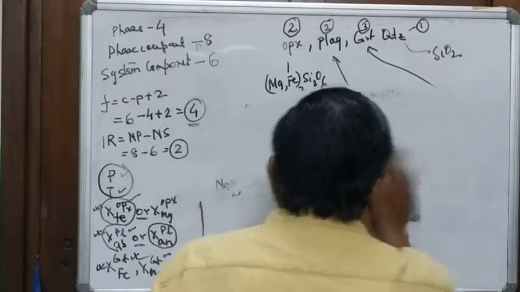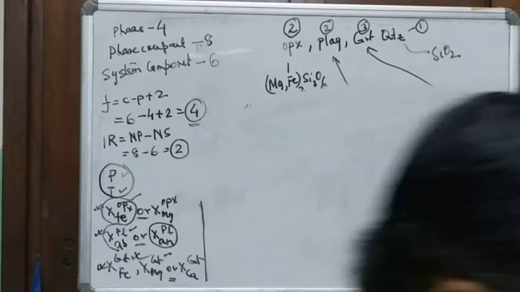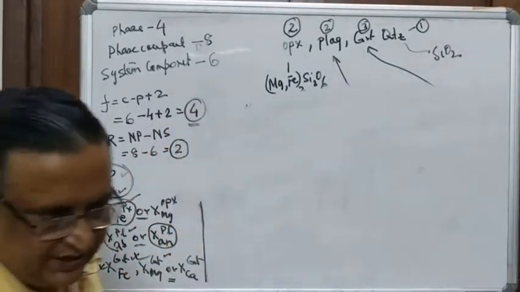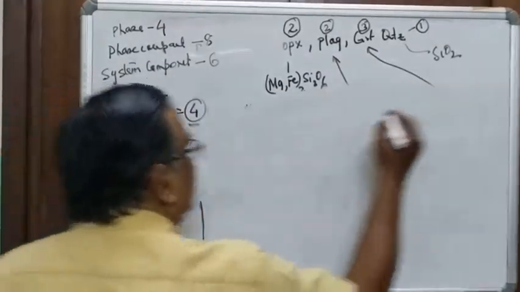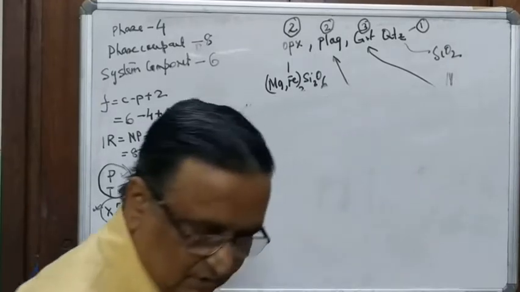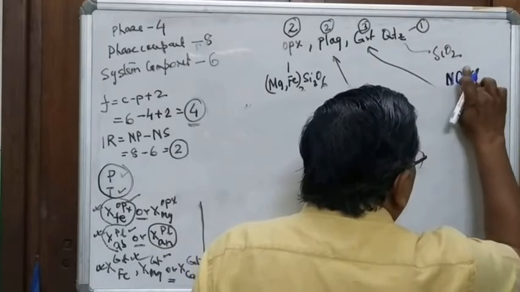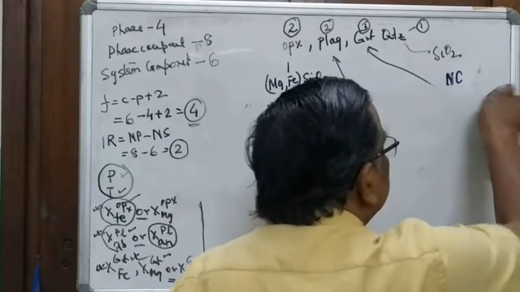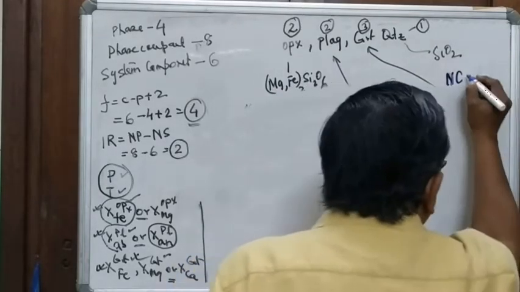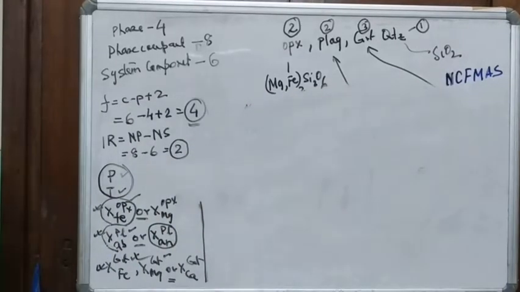But what are the reactions? Let's now look at the reactions. There are several reactions that can be written within this system, which is NCKFMASH. Now, what are the reactions? Let me write.